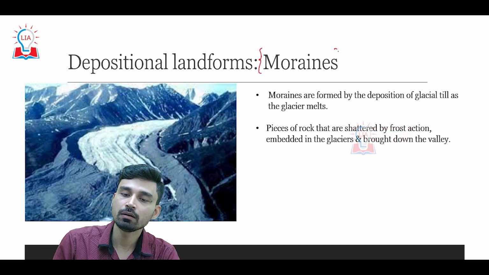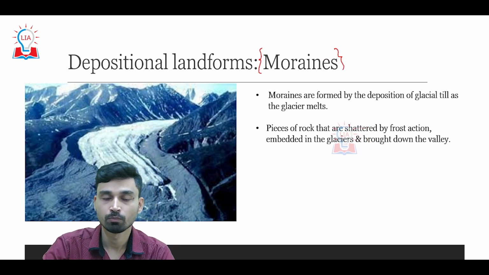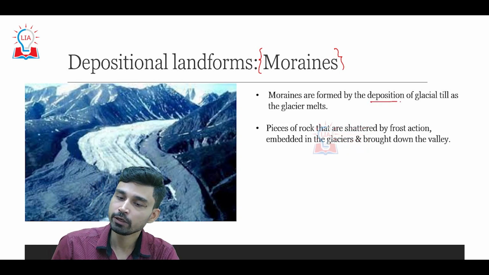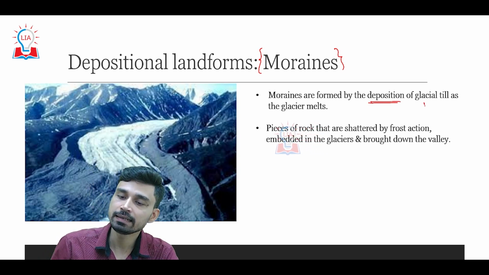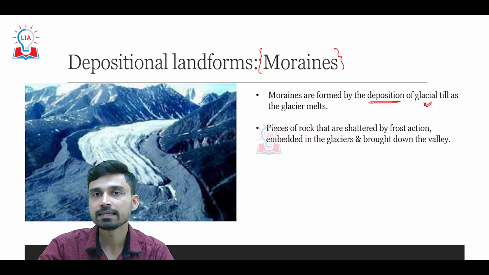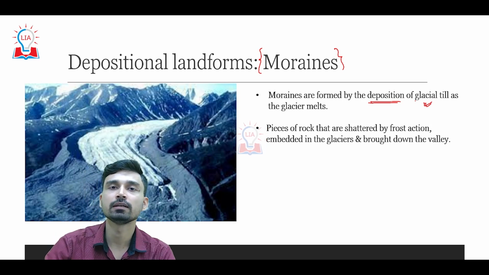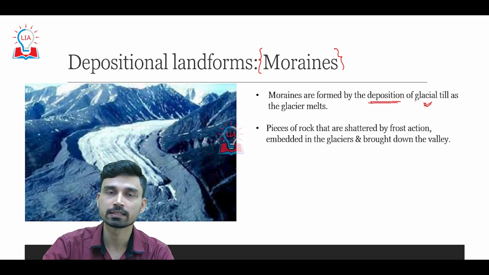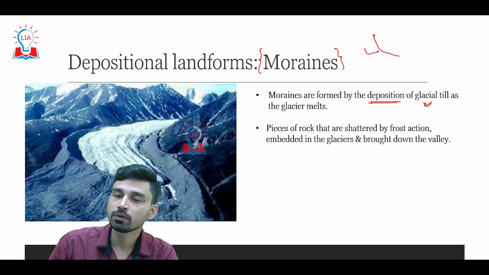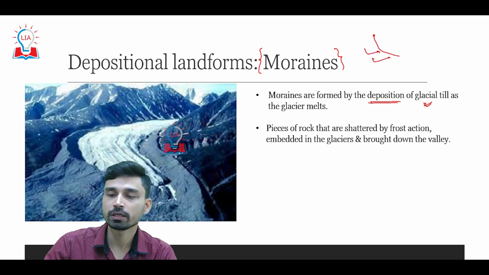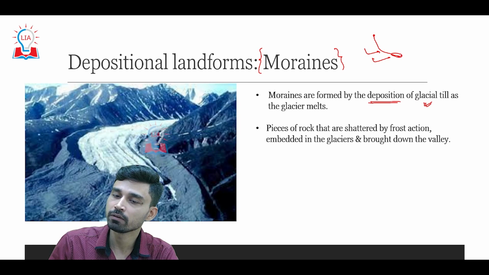So one of the most notable glacial depositional landforms which we are going to talk about first is what we term moraines. Moraines are depositional features that develop due to glacial till deposition as the glacier melts when it reaches the plain areas in the downward direction. Because as you know, if the altitude decreases, we see a continuous increase in temperature, and this then causes the melting of the glacier.